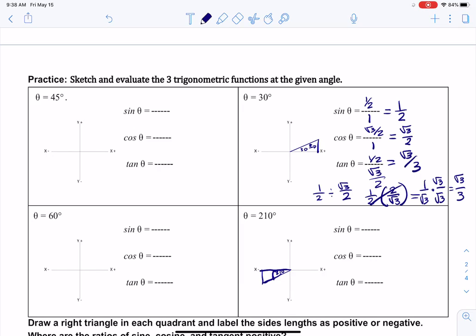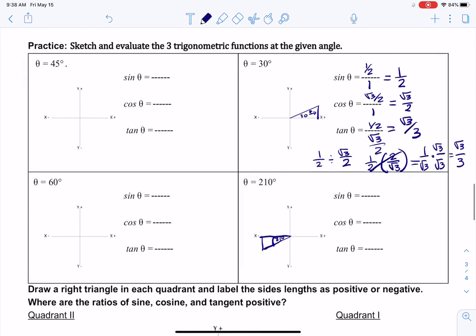And now I just need to pay attention to negatives and positives. So again, sine, we're going to be talking about this vertical distance here, and it's negative because we're going down. So this is going to be negative 1/2 over 1, or just negative 1/2. Cosine is also in the negative direction. My adjacent measurement here is also negative, square root 3 over 2 divided by 1, again, just negative root 3 over 2.